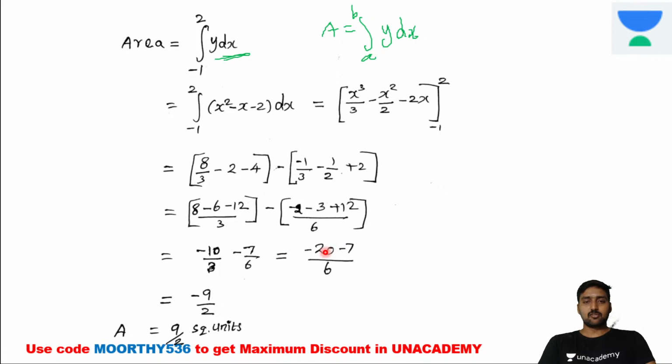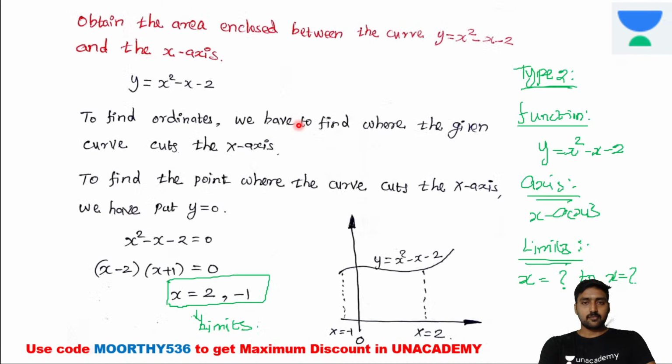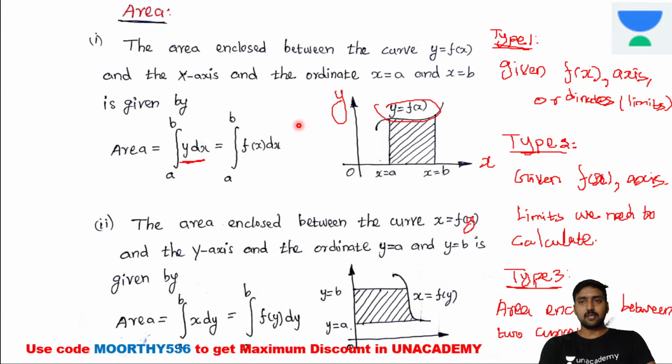Again LCM: minus 20 minus 7 divided by 6, that is minus 27 divided by 6, and if you simplify the equation, we get minus 9 divided by 2. Therefore A is equal to 9 divided by 2 square units. It's type 2. Is it clear now? It's type 2. There are 3 types of that.